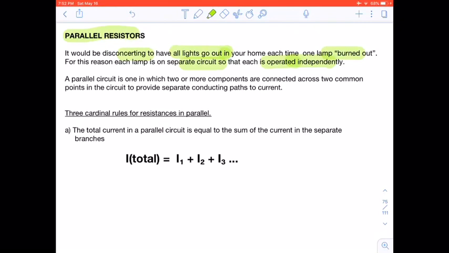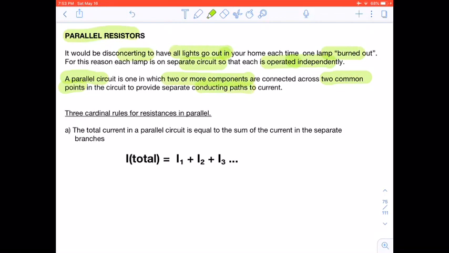So a parallel circuit is one in which two or more components are connected across two common points in the circuit to provide separate conducting paths to current.